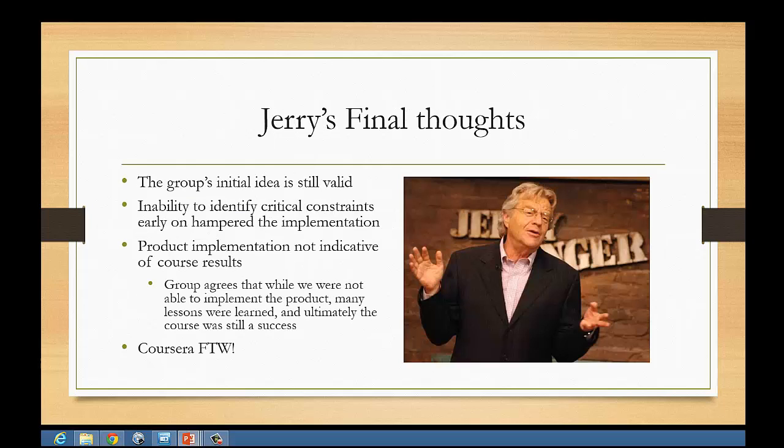Lastly, final thoughts on this. The group's initial idea is still valid, and this is definitely a major issue with the Coursera platform. Our inability to identify critical constraints early on hampered the implementation, but that doesn't mean that the class or the product implementation was not indicative of the course results.